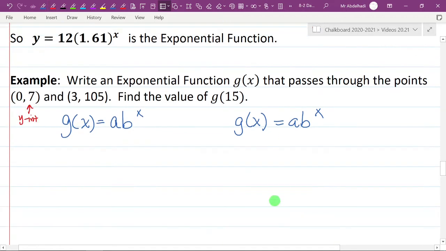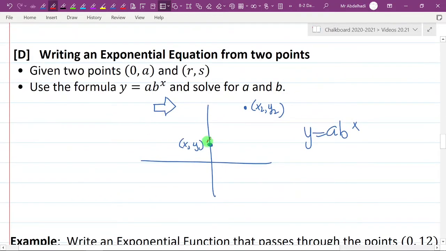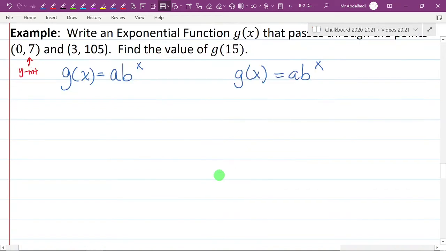And you notice in that sketch that I made a few minutes ago that I put it on the y-axis. One of them is going to be a y-intercept. That's part of the deal here. We know that at this point, x is 0 because it's a y-intercept and y is 7. So we can replace this x and this y with this and this, right? So here's what we get.